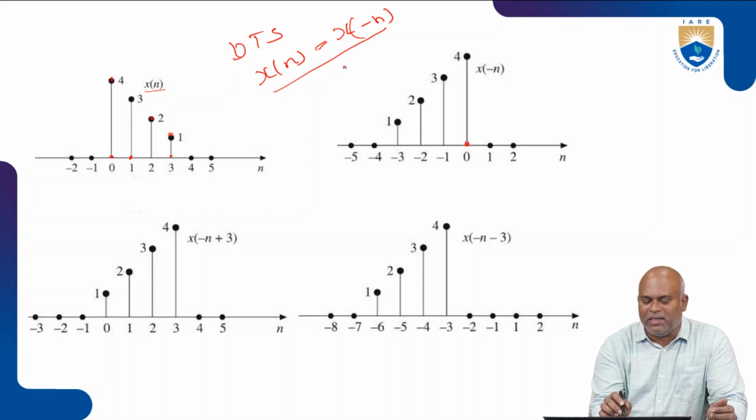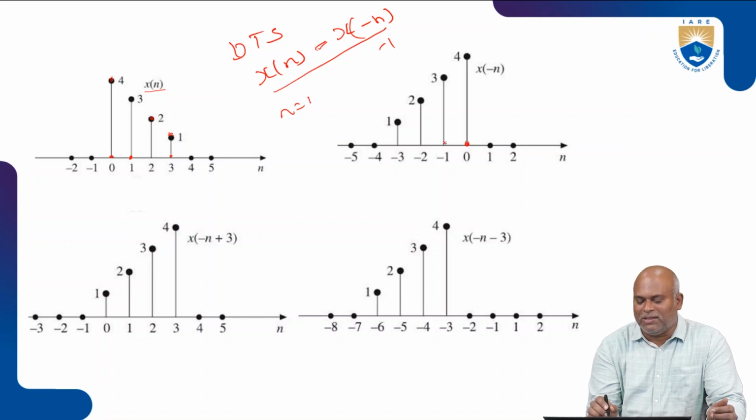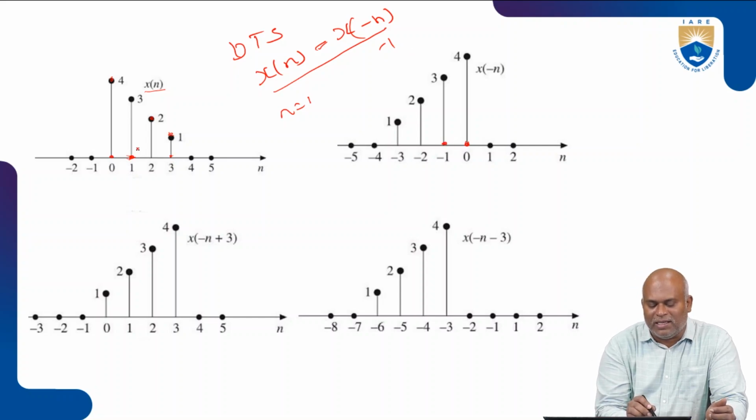There is no problem. Next, if we substitute n equal to 1, what will happen here? n equal to minus 1. Here is 1, here is minus 1. So this 1 value goes to the left side. That is the amplitude 3. This 3 is going to here. So next you substitute n equal to 2.